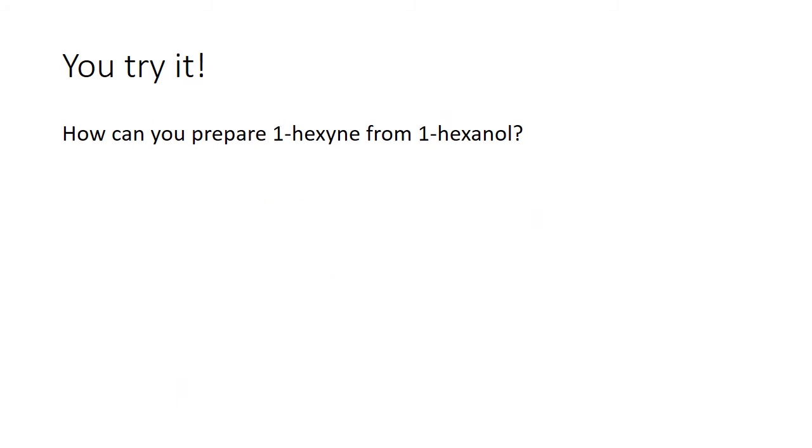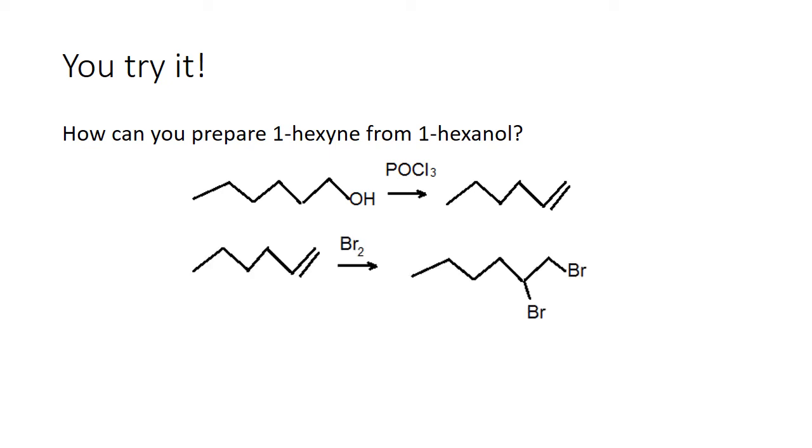Okay, so how can you prepare 1-hexyne from 1-hexanol? Well, the 1-hexanol can be converted to an alkene. So I can take the 1-hexanol and treat it with phosphorus oxychloride, and that will give us the alkene. Treatment of the alkene with a halogen, such as bromine, will give us a 1,2 dihalide. The 1,2 dihalide can then undergo double dehydrohalogenation to give you the terminal alkyne.